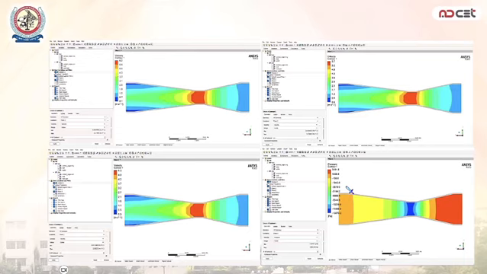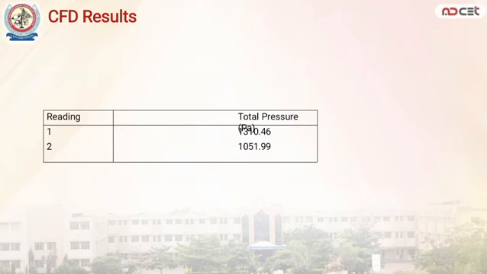The next slide is the CFD result. This slide shows the CFD results. We can see the previous contours: velocity, pressure, and temperature. Now, from the table reading, one shows total pressure as 1310.16 Pascal, and the second reading shows 1051.99 Pascal. This clearly indicates that pressure decreases at the throat section of the venturimeter. These simulation values help us compare practical readings with theoretical results.